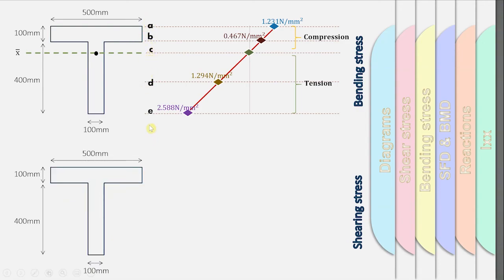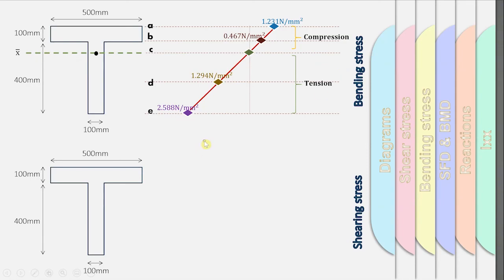Okay, so for A, you masukkan 1.231 which is in compression, belah kanan lah. And then 0.467 positif juga kanan. And then for C, bending stress kosong. And then D, it is 1.294 negative, so it is tension. And for E also value the negative, tension negative. So you buat garisan, then you will get something like this.